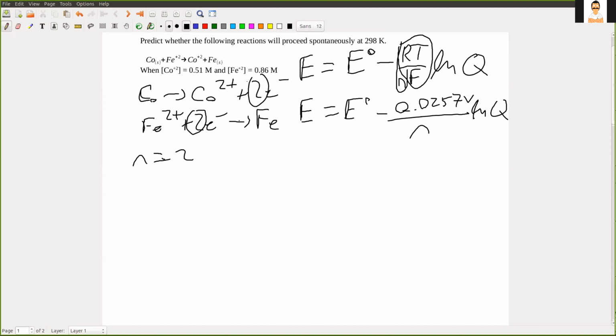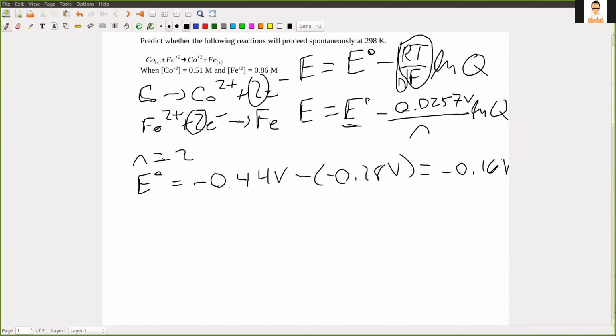The next thing we need to do is find our E cell at standard state, so our standard reduction potential. Remember that is the cathode minus the anode. If you look that up, you would find that it's negative 0.44 volts minus negative 0.28 volts. That's like saying plus 0.28 volts, so this would be negative 0.16 volts.